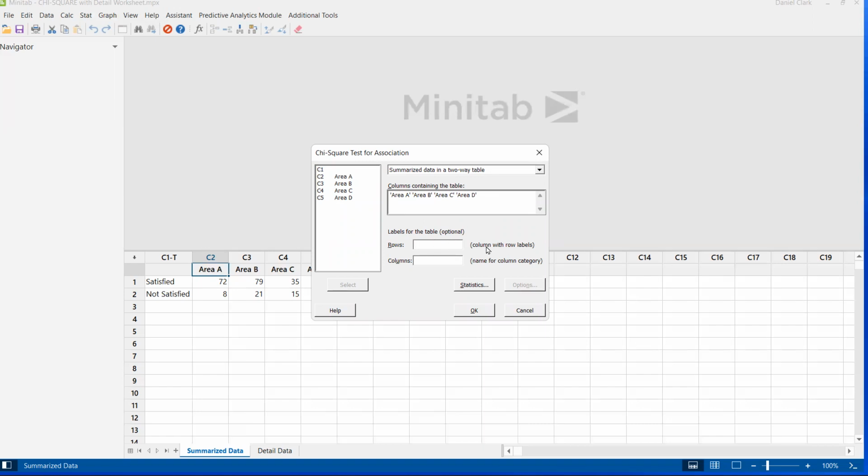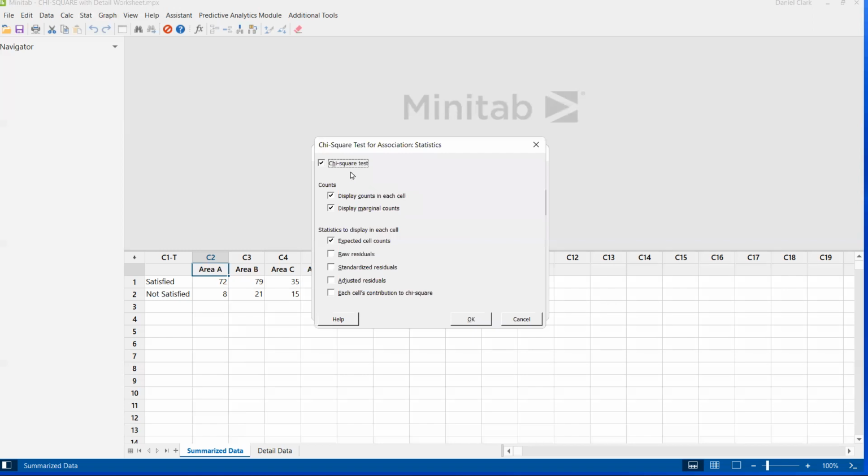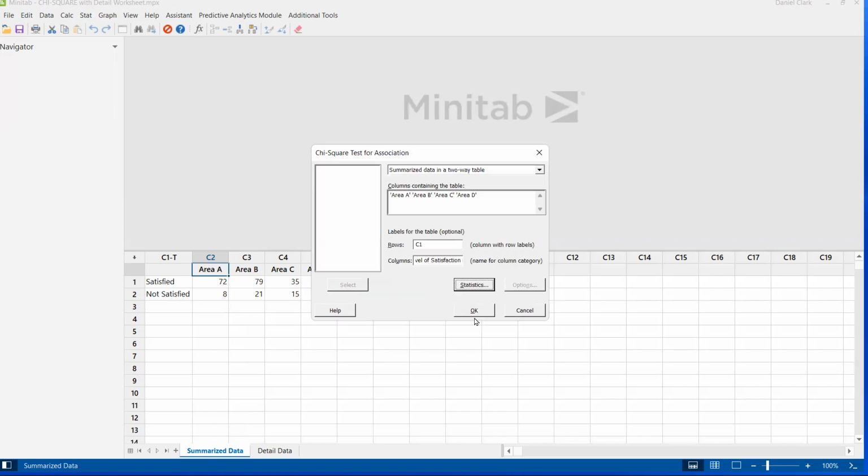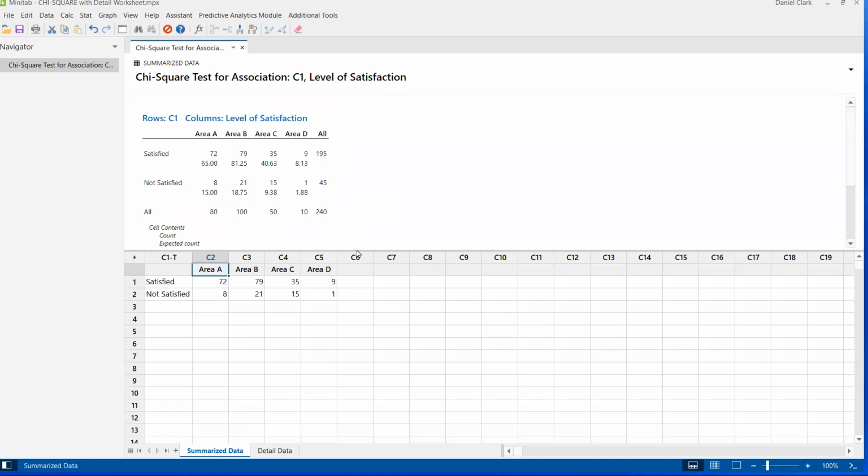The labels for the table sets the rows, the row values. That's going to be column C1. And the label for that is level of satisfaction. All right. If you click on the statistics button, you can see that a number of things are already checked. That's fine. Leave those defaults in. Click on OK. Click on OK again.